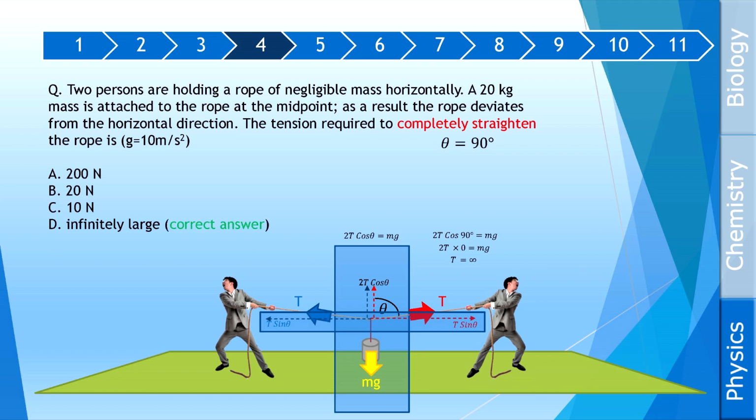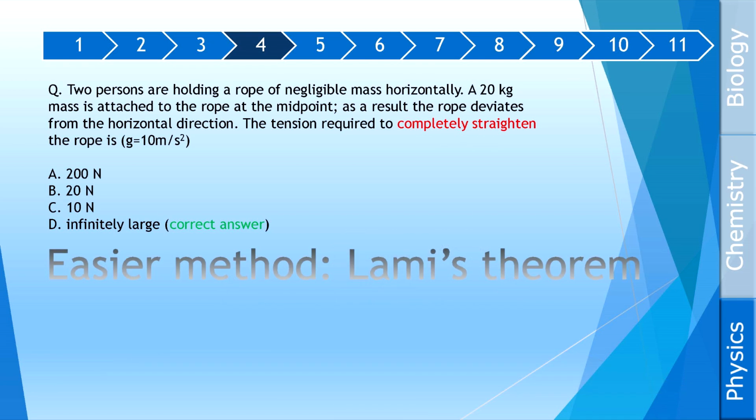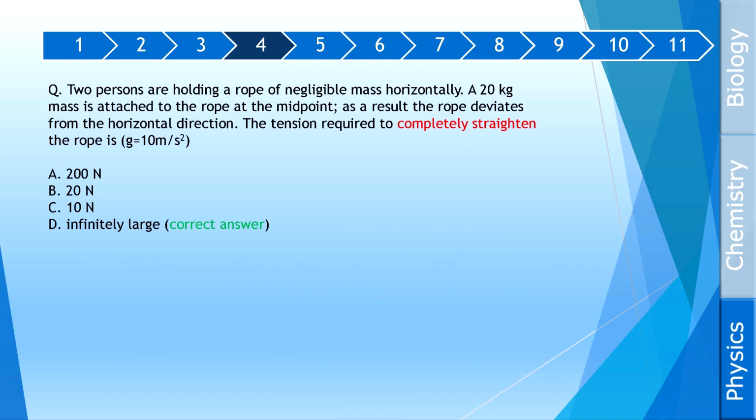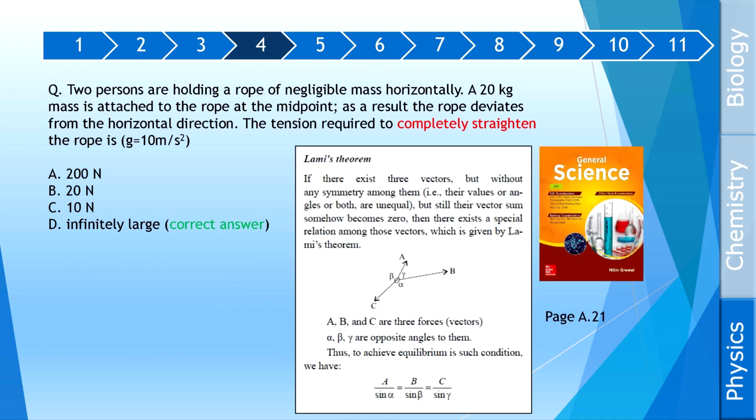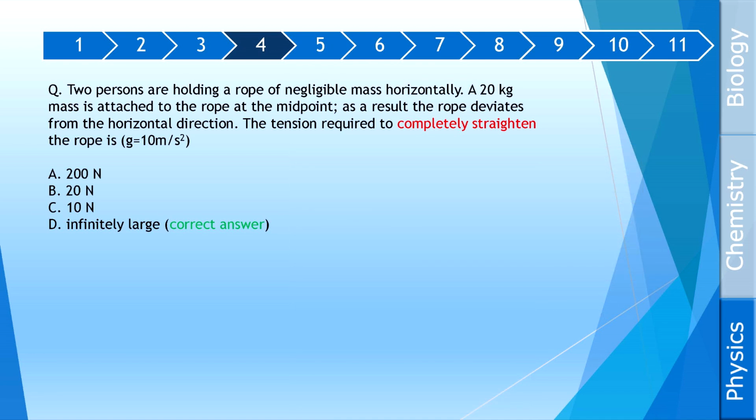Now it is time to look into an easier method. This is using Lami's theorem. For your reference, this theorem is explained in my book on page A21. However, I will explain it in summary here too. Let us assume 3 vectors.